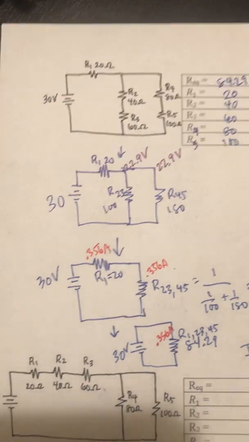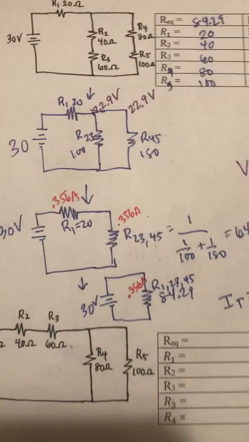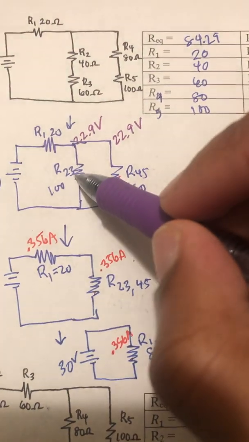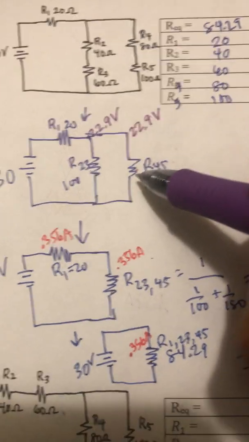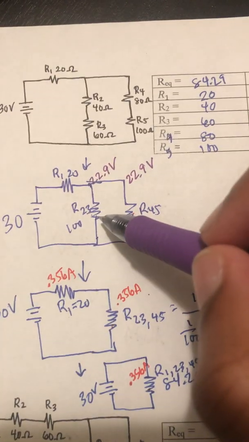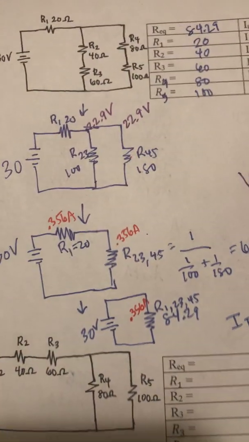Cool. Now I'm right here. I still can't add anything in my chart, though, because this isn't V2, this isn't V3. It's not V4, it's not V5. This is V23, this is V45. They have to add up to give me 22.9, but I don't know how it's broken down.